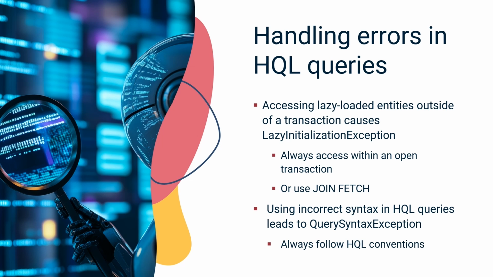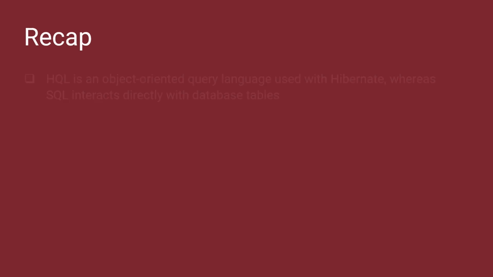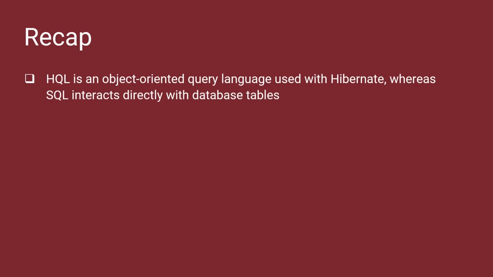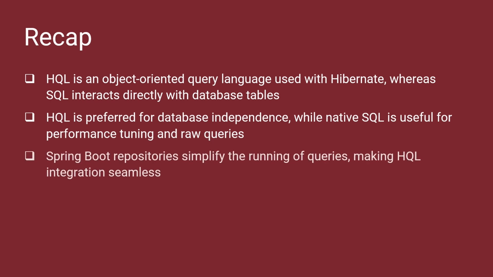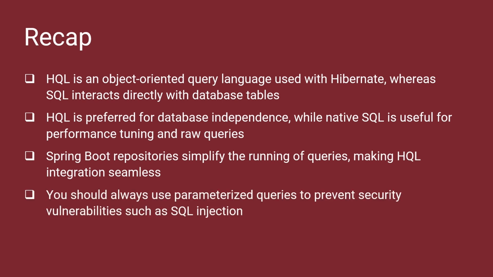In this video, you learned that HQL is an object-oriented query language used with Hibernate, whereas SQL interacts directly with database tables. HQL is preferred for database independence, while native SQL is useful for performance tuning and raw queries. Spring Boot repositories simplify the running of queries, making HQL integration seamless, and you should always use parameterized queries to prevent security vulnerabilities such as SQL injection.